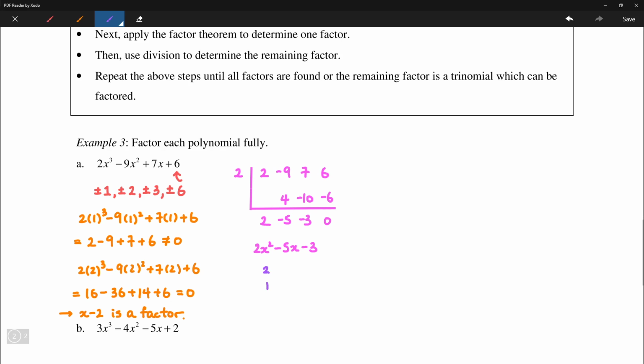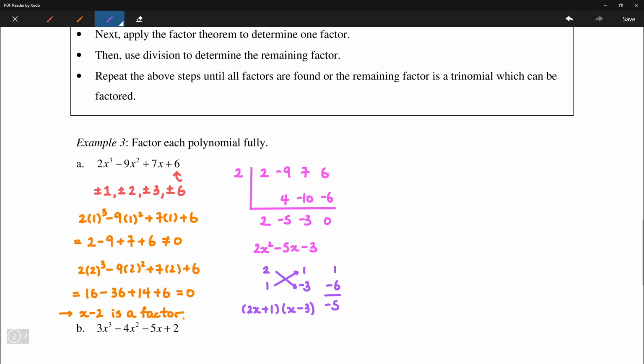The factors of 2 are 2 and 1. And the factors of negative 3 could be, let's say, 1 and negative 3. The idea here is if we kind of cross multiply here, we get a sum of negative 5. So 1 times 1 is 1. 2 times negative 3 is negative 6. And add together is indeed negative 5. So the two factors of 2x squared minus 5x minus 3 are 2x plus 1 and also x minus 3.